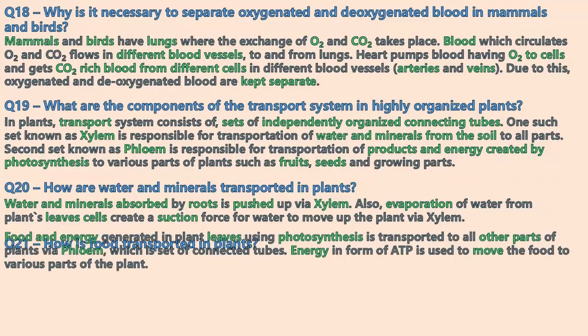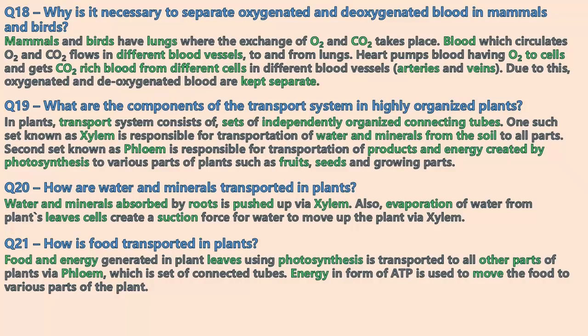How is food transported in plants? Food and energy are generated in plants in leaves during photosynthesis, and are transported to other parts of the plant via phloem, which is a set of connected tubes. Energy in the form of ATP is used to move the food to various parts of the plant. See, when you create energy during photosynthesis, that energy is converted to ATP molecules. This ATP is used as energy by various cells to move the food to the required part of the plant.